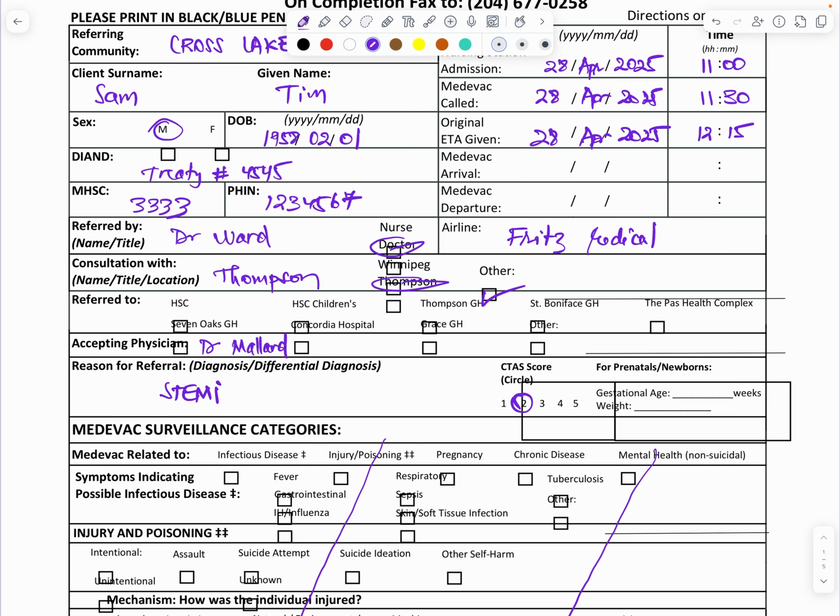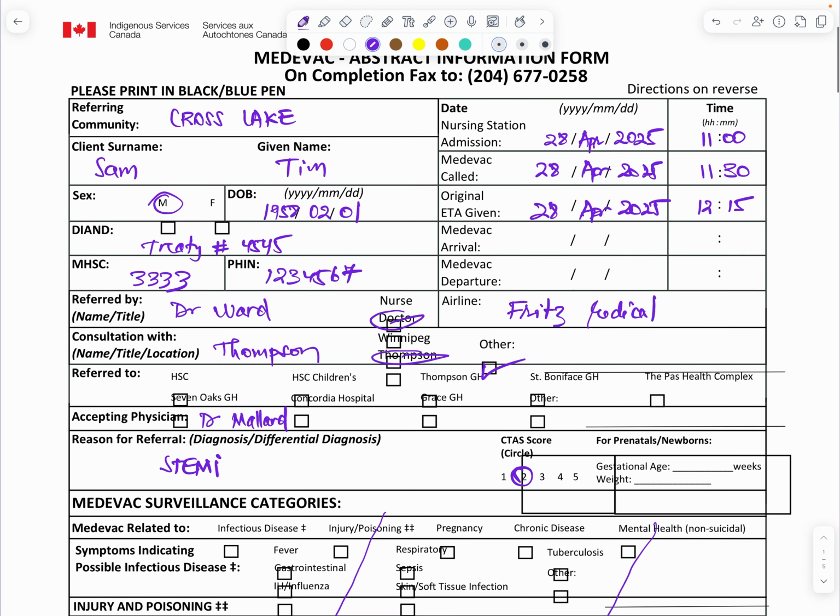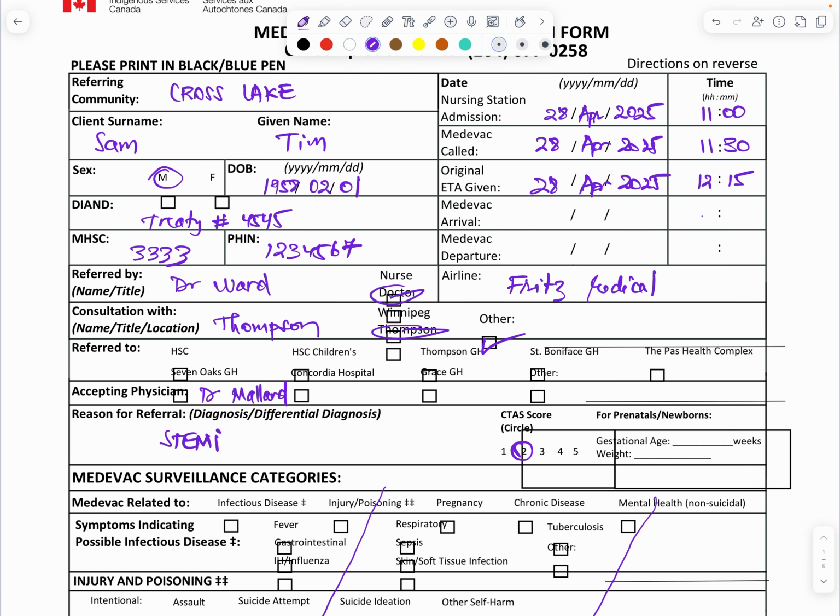Okay. Now, when the Medevac arrives, then we're going to come back to the abstract and specify that the Medevac actually arrived a little bit earlier, if they did, right? 28th of April, 2026. And I realize I'm writing the dates wrong. I should put the year first, but you get the point. And then we'll document what time the Medevac actually leaves, right? 2025. And let's say they leave our nursing station at 12:45.